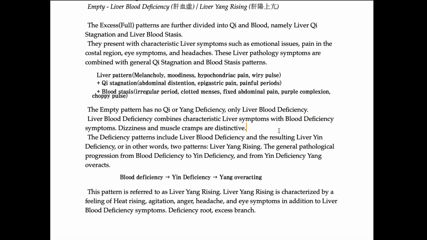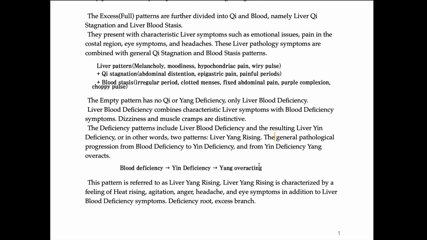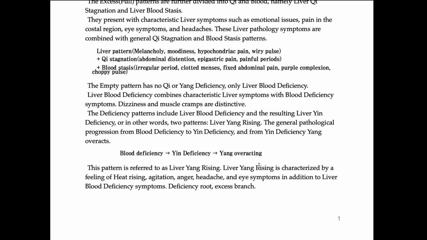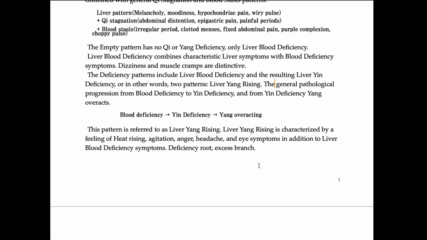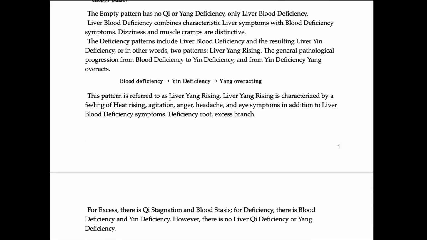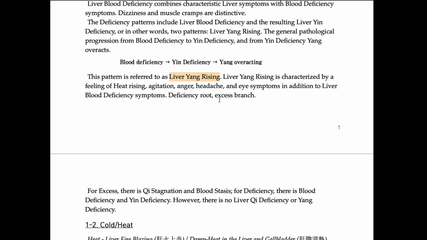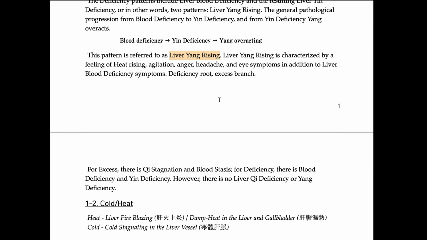The deficiency patterns include liver blood deficiency and the resulting liver yin deficiency, or in other words, two patterns: liver blood deficiency and liver yang rising. The general pathological progression is from blood deficiency to yin deficiency, and from yin deficiency, yang overacts. This pattern is referred to as liver yang rising. Liver yang rising is characterized by a feeling of heat rising, agitation, anger, headache, and eye symptoms in addition to liver blood deficiency symptoms. Deficiency root, excess branch.